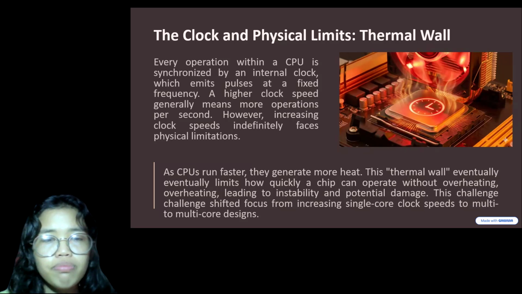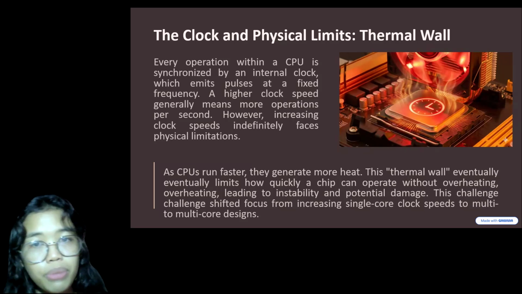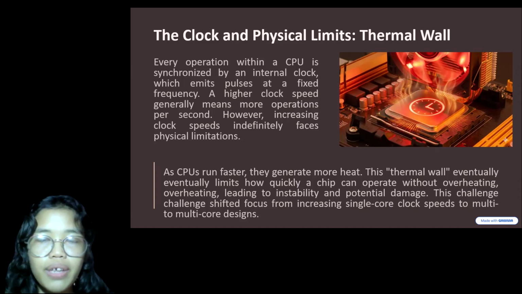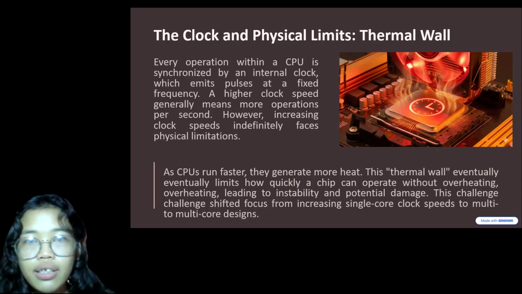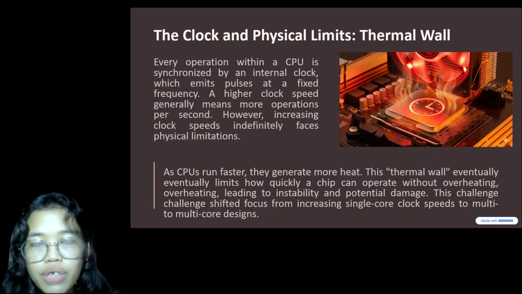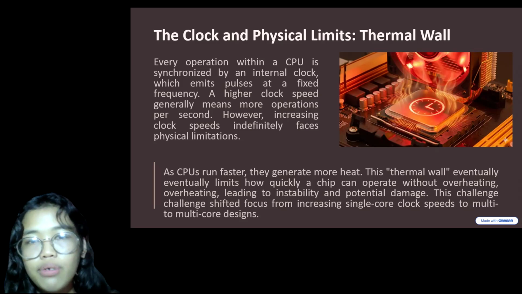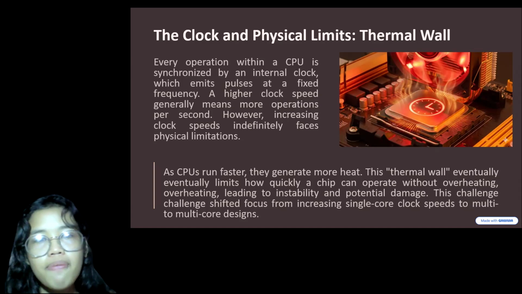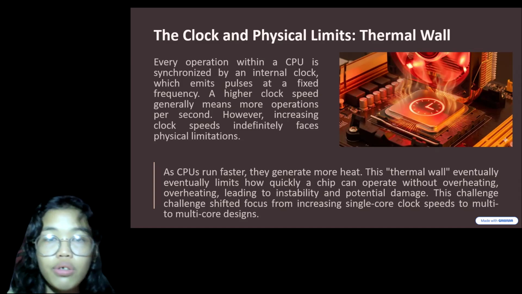As the CPU runs faster, it generates more heat. Basically, this challenge can really slow down the process of the CPU. So solutions have been made, and that's what we're going to tackle later on.